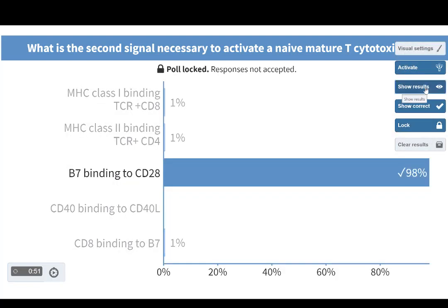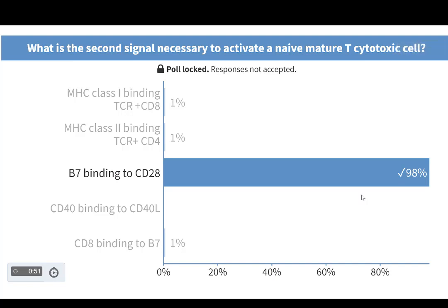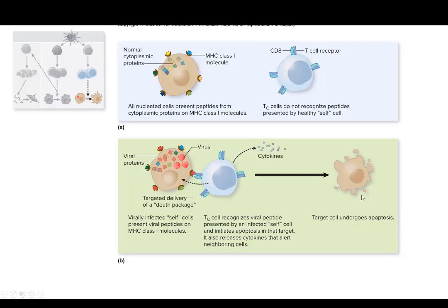Okay. B7 binding to CD28 is the correct answer. That is the second signal. People, again, I think people butt dial. Okay? So, let's go to the next one.